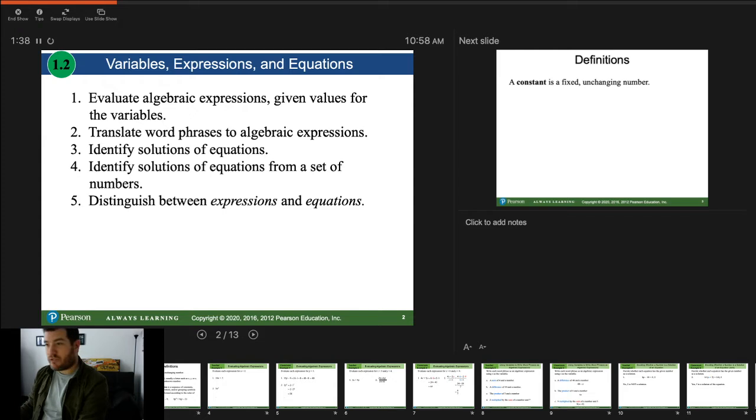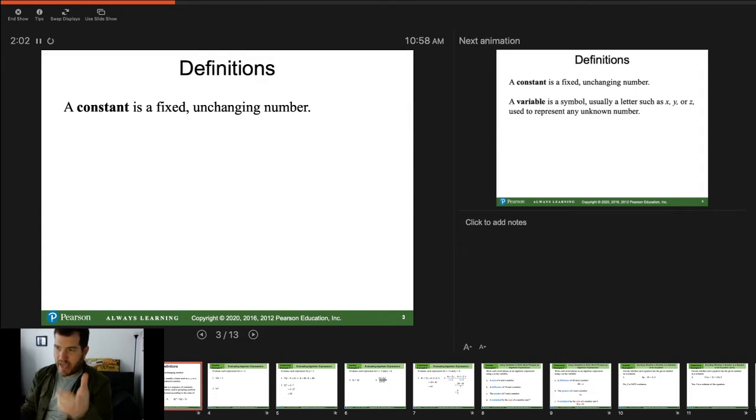So 1.2, we're going to talk about evaluating algebraic expressions given values for the variables. We're going to translate word phrases to algebraic expressions. We're going to talk about solutions of equations, and solutions from a set. A set is just like more than one possibility. And then we're also going to talk about the difference between expressions and equations. What does that look like? All that fun stuff. This chapter does have a good amount of vocabulary.